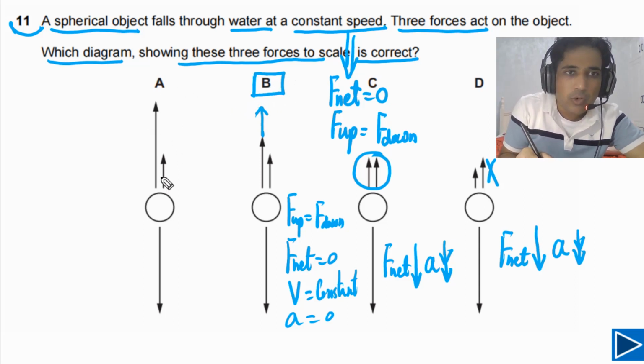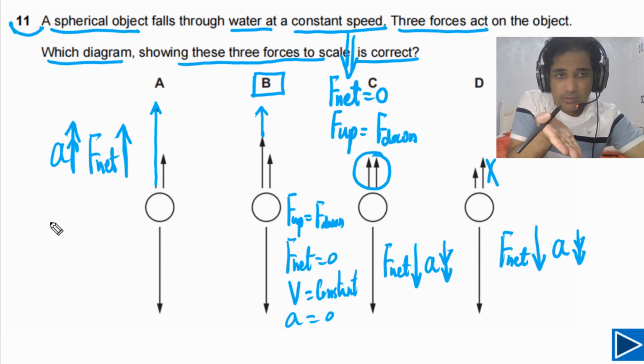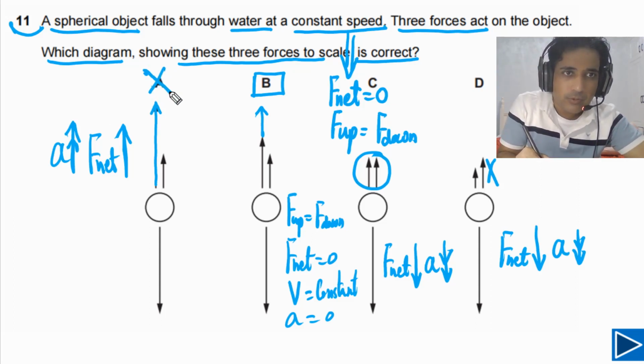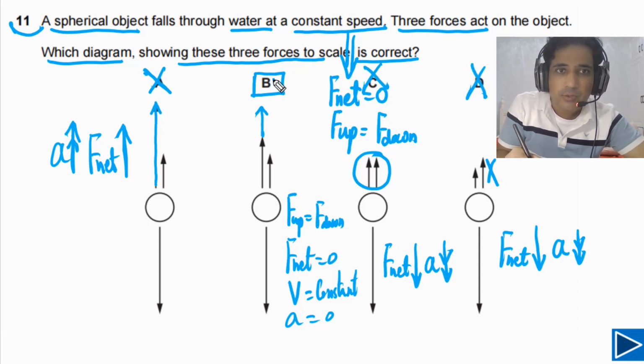Now if you look at option A, in this case you can see the upward arrow, the length of this arrow is almost equal to this one. So in this case it simply means that there is a net force that is upwards. So there is acceleration that is also acting upwards. So it simply means that this spherical object is accelerating upwards. So A is not a possible answer. C is not a possible answer. D is not a possible answer. So the best possible option for this question is B.